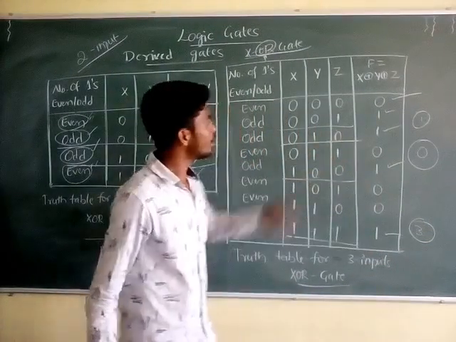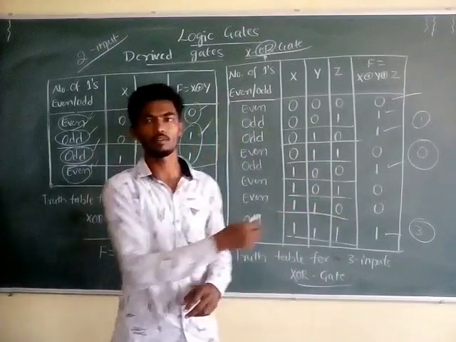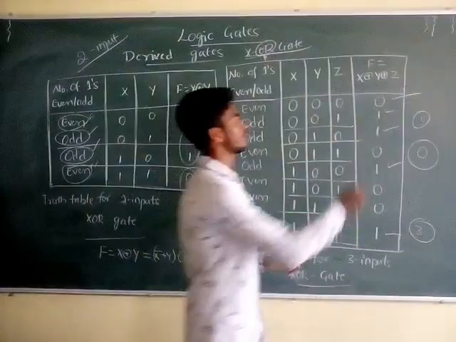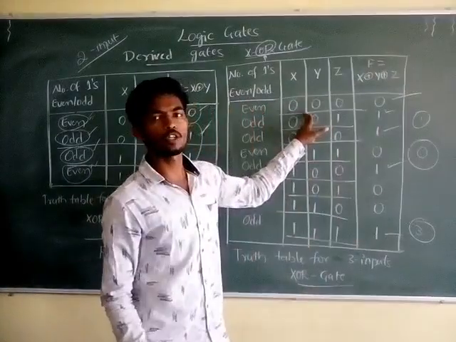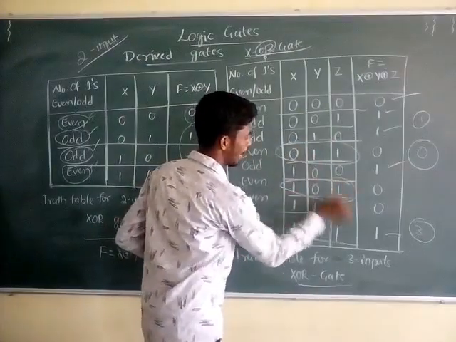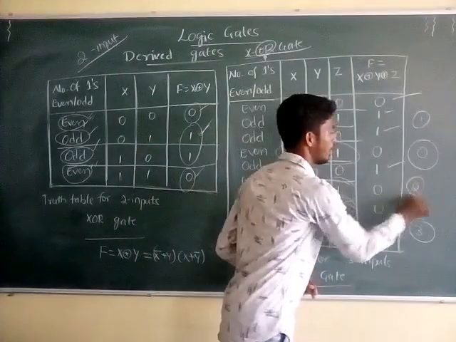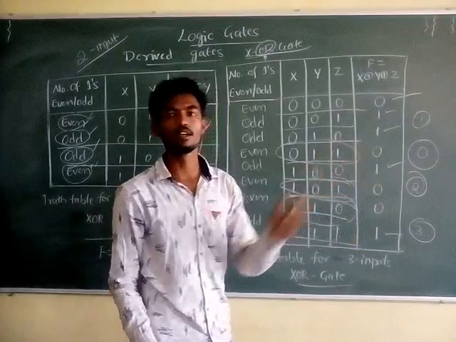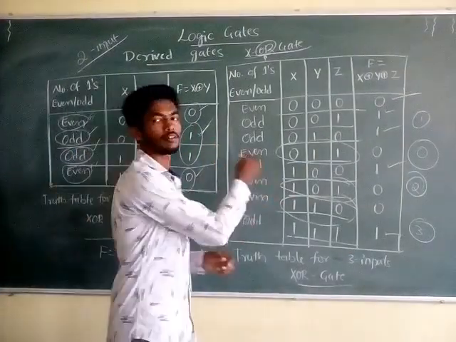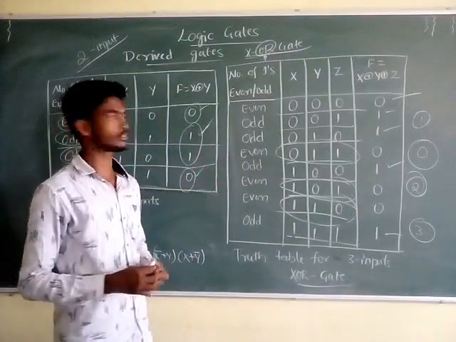When the number of ones in a combination is even, it gives you 0. Here the number of ones is 0. In these combinations, 1, 2 and 3, the number of ones is 2, which is an even number, so the output is low. This is the computation, or the operation, of a XOR gate, as we used to say.